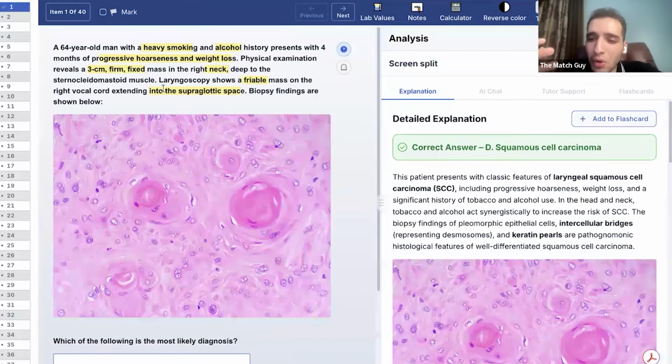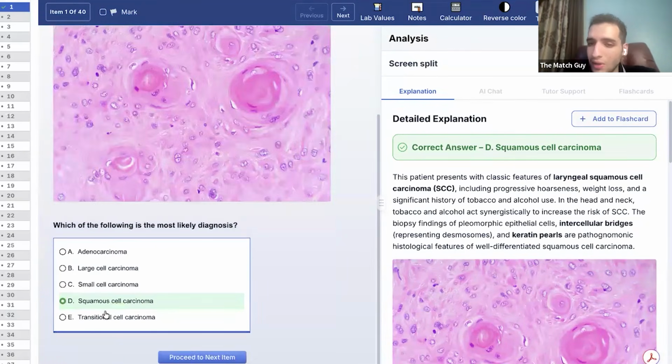So if you already know that in a smoker with a cancer in the head and neck, the most common cause of cancer of the head and the neck will be squamous cell carcinoma. So you have two ways to answer this question correctly. Either you already know the picture, or you already know that the most common cause of the cancer of the head and neck will be squamous cell carcinoma.